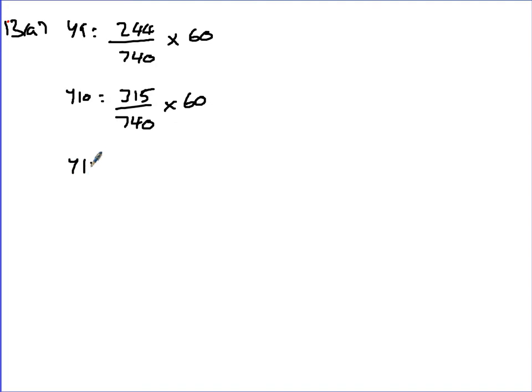So, nothing different on each one. Total number in year 9 divided by the total, and times it by 60. So 244 divided by 740, and then times that by 60. So the first answer is 19.7.